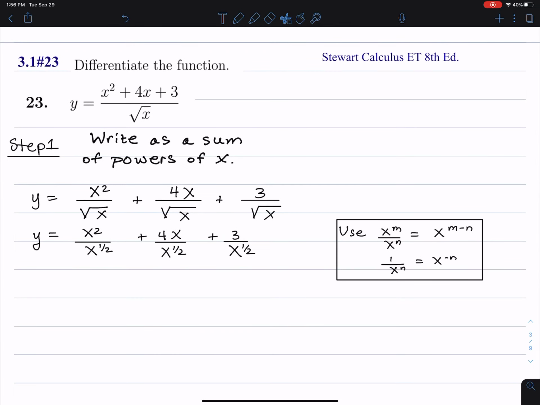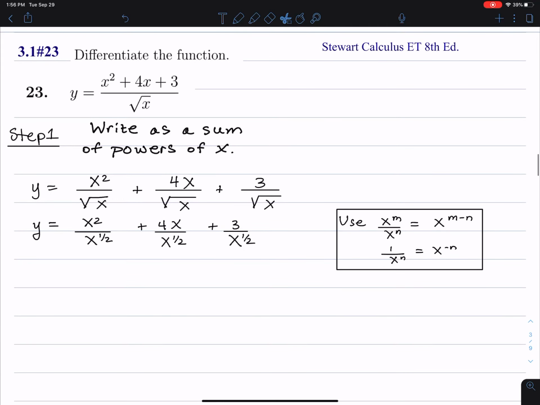And so on the side here, I had this already pre-written: there's a rule for simplifying ratios of powers of x. If I have x to the m divided by x to the n, it's equal to x to the m minus n. Also, 1 over x to the n is x to the negative n. Okay, so for this first one, when I write y equals, notice I haven't taken the derivative yet. I'm going to write x to the 2 minus 1/2. I'm not taking a derivative. All I'm doing here is simplifying.